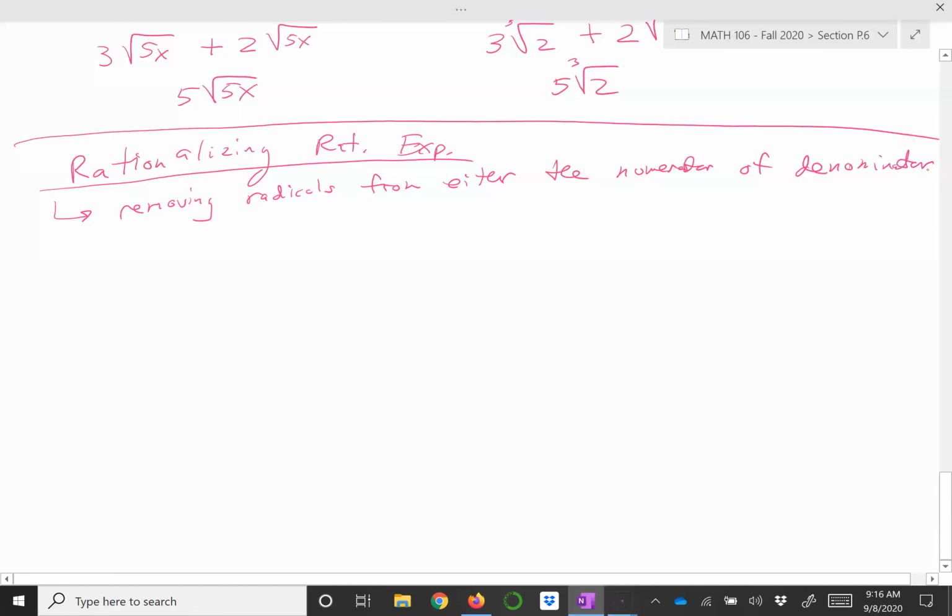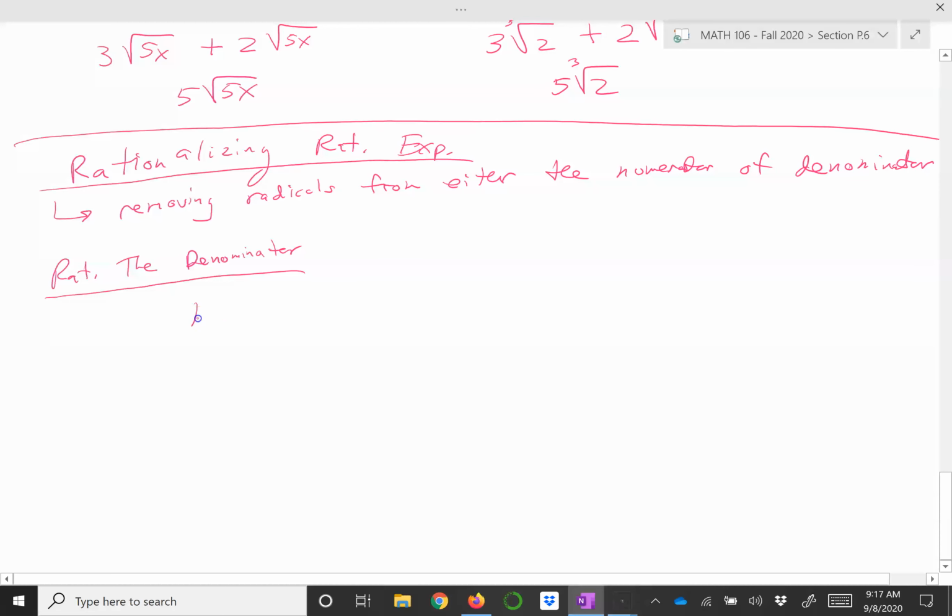Now, which one do you have to remove? Well, sometimes you'll have radicals in both, but the problem instructions will tell you to rationalize the numerator or the denominator, right? So it'll be crystal clear which one you're supposed to do. So let's start with a real basic one. We'll start with rationalizing the denominator. Our goal is to get rid of the radical in the denominator.